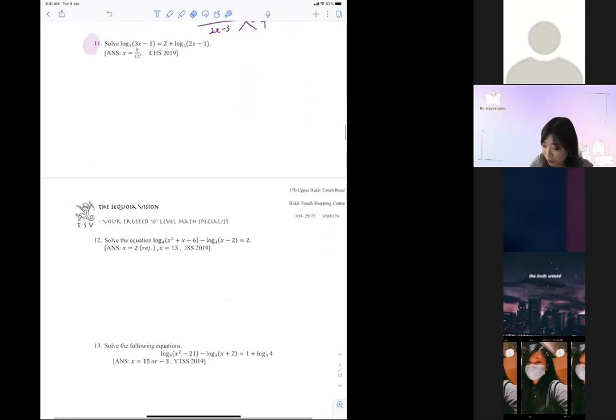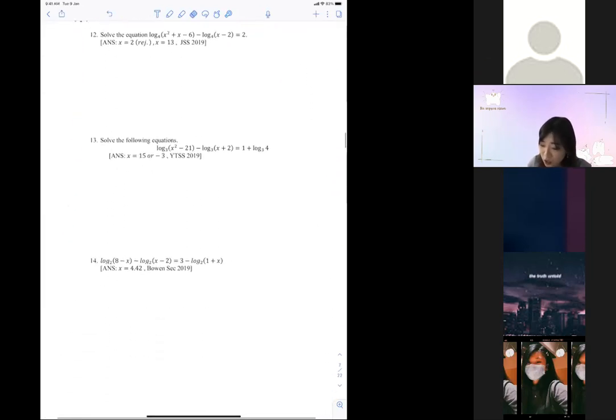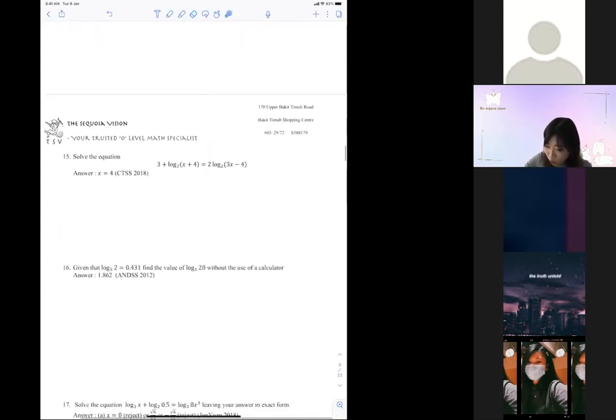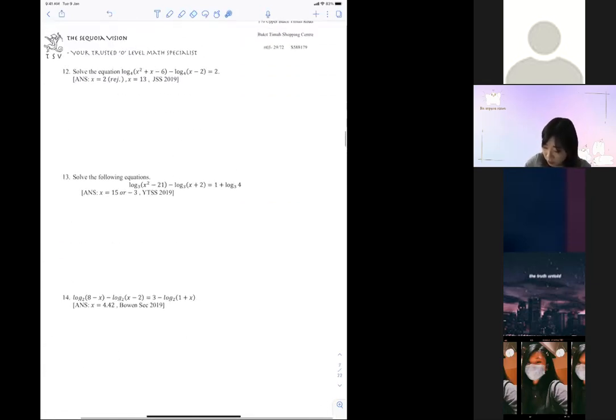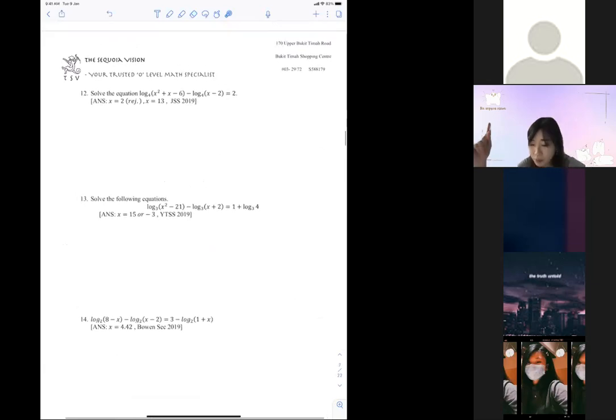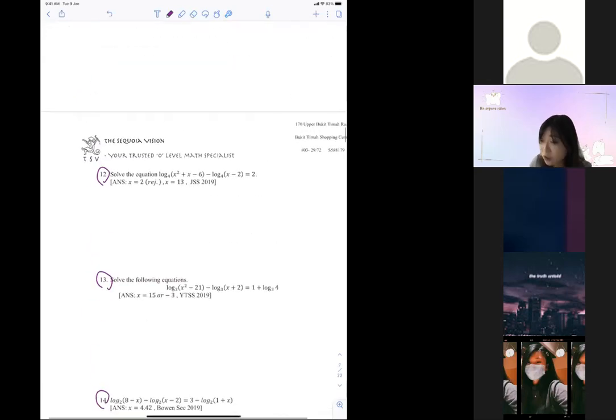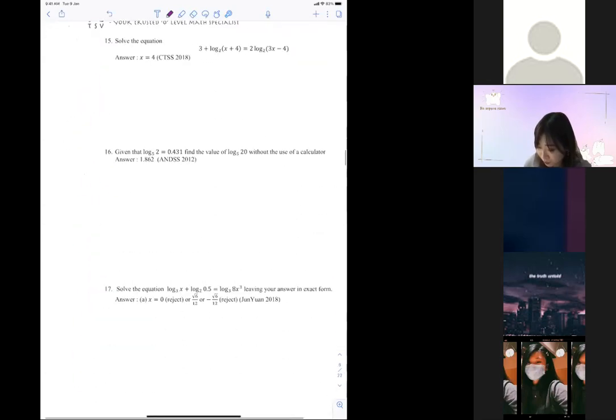Joshua also very good. Okay, now this kind of question is more common. So can you all do the same thing for question 12 to 14? Remember, log one side, no log one side. Combine already. Okay, then bring the log over. EY, when you're done changing, send me also, okay?